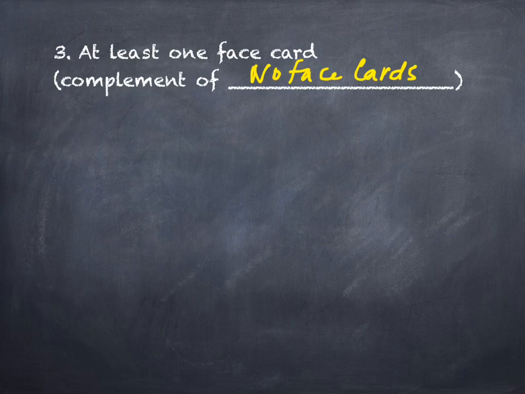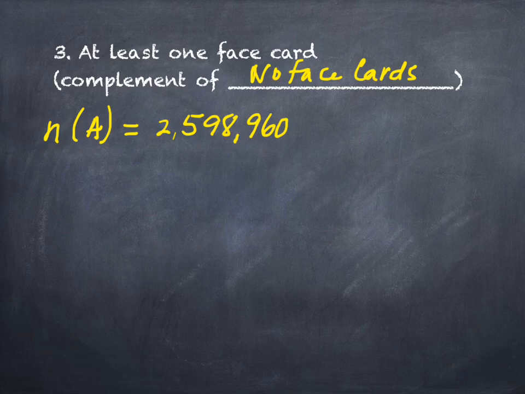Awesome. Okay, so I'm going to do the same thing I did before. I'm not going to keep writing my formula. I'm just going to write that I'm looking for N of A. And I know it starts out with a 2 million number, right? 2,598,960. Next time somebody asks you, you'll know, right? How do you get no face cards?